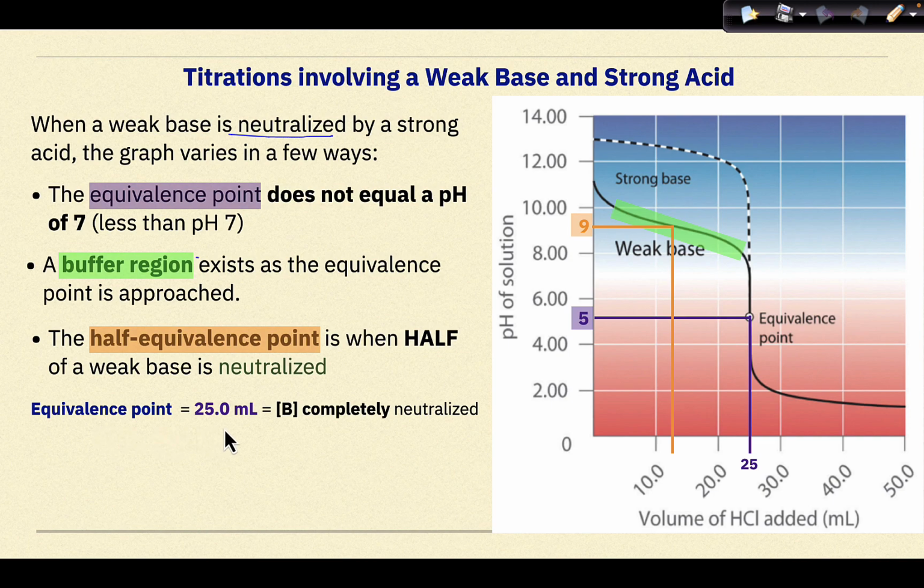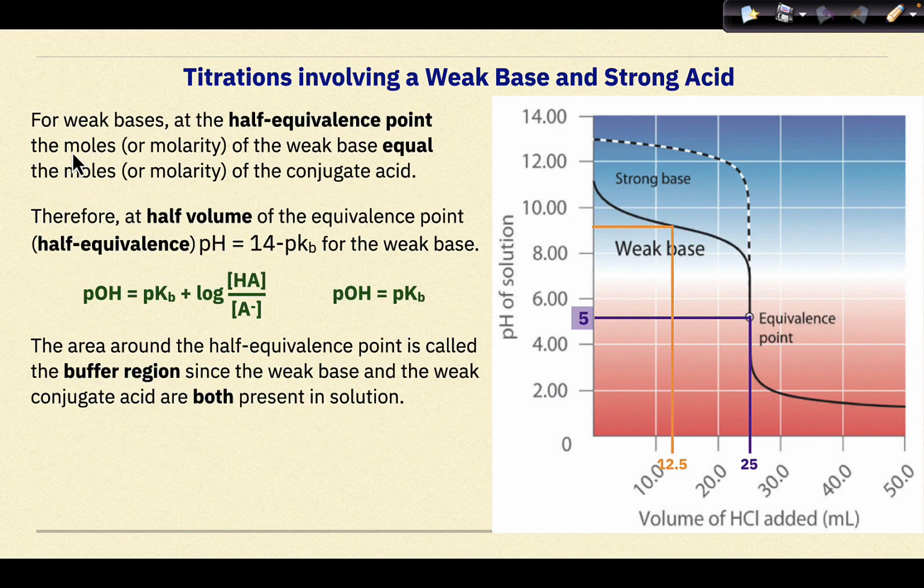So the equivalence point occurs at 25 milliliters, where the concentration of the weak base is completely neutralized. We can see that right here. Half equivalence occurs at 12.5 milliliters, where half of the weak base is neutralized, and we can see that right here. For weak bases, at the half equivalence point, the moles or molarity of the weak base is equal to the moles or molarity of the conjugate acid. Therefore, at half volume of the equivalence point, again, half equivalence, pH is going to equal 14 minus the pKb for the weak base.